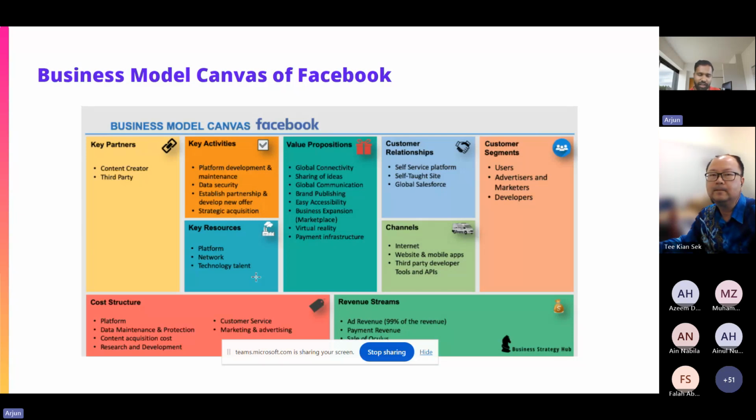So how can they make money? How can they be profitable? How can they sustain the business? This is why ad revenue is 99% of the revenue. You go to Facebook, you scroll two times, and immediately you see an ad. You scroll another two times, you immediately see an ad. Every now and then you will see an ad popping up on Facebook, right? So this is how they make money.